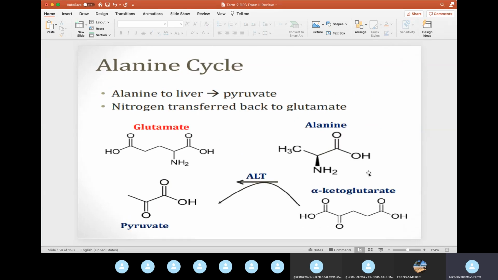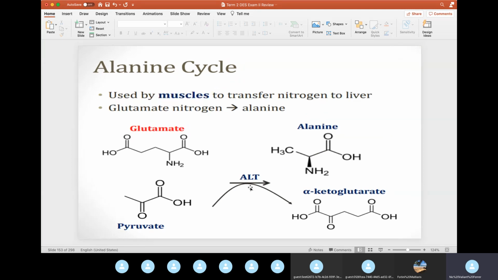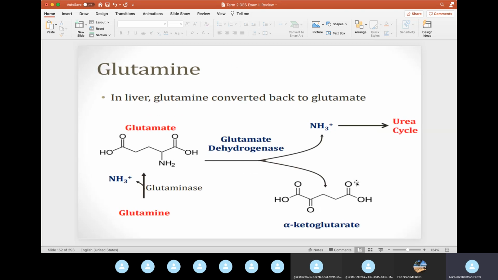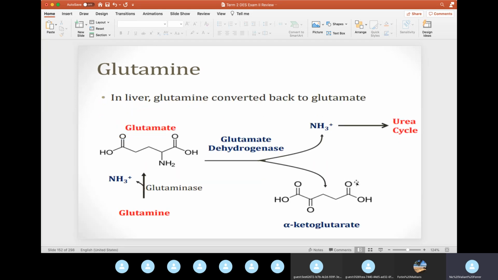Look at the alanine cycle. The last part is always the glutamate. You need to remove the NH2 from the glutamate via glutamate dehydrogenase. What is different between them is the intermediate. In the alanine cycle, the nitrogen from the glutamate is given to alanine. When it goes to the liver, the alanine will give it back to glutamate. Contrast this with glutamine synthesis, where glutamate gives the NH3 to glutamine. The glutamine goes to the liver, and glutamine is converted back to glutamate.